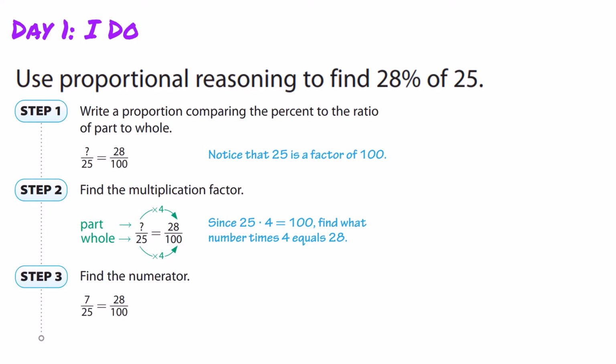Now we see that our proportion is 7 over 25 equals 28 over 100. Since 4 times 7 equals 28, 28% of 25 is equal to 7. We will simply write our answer as 28% of 25 is 7.